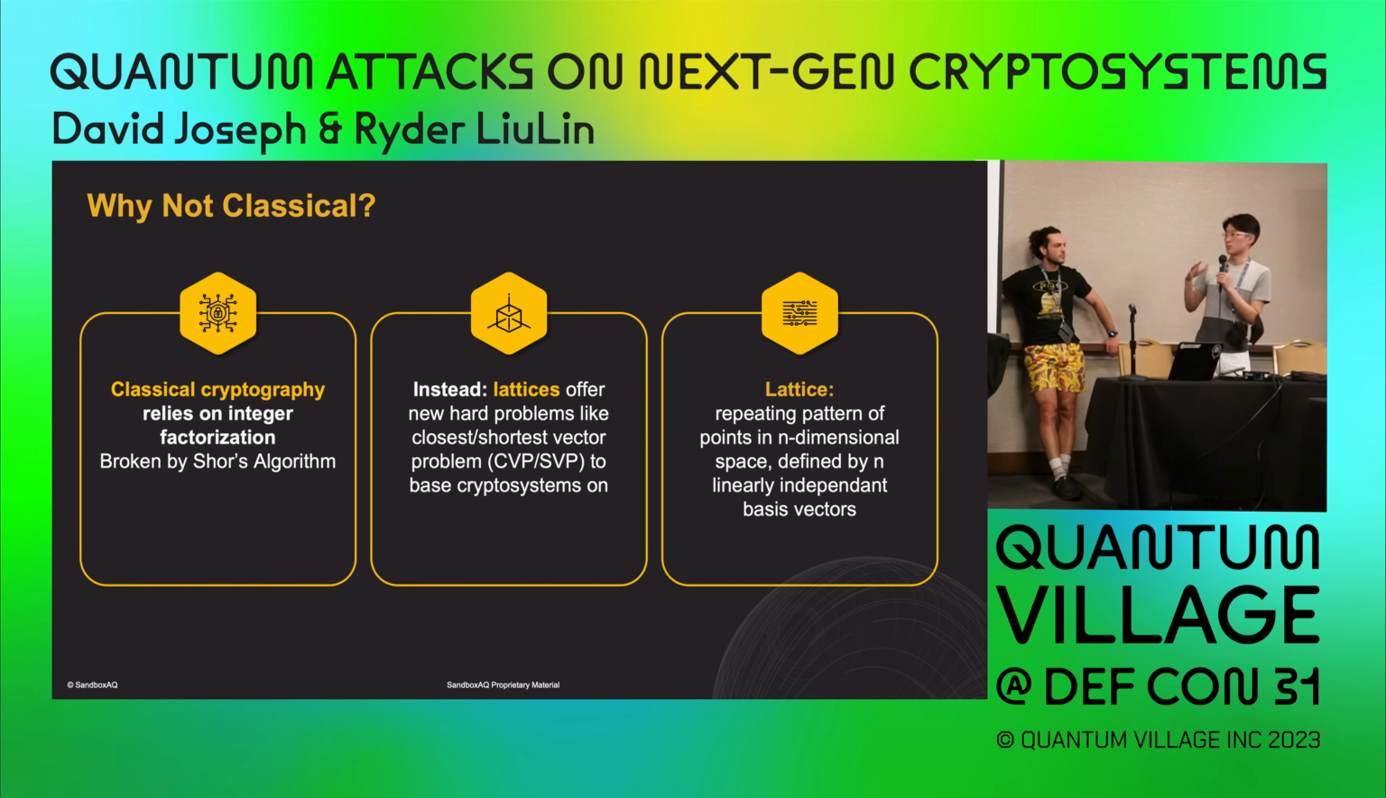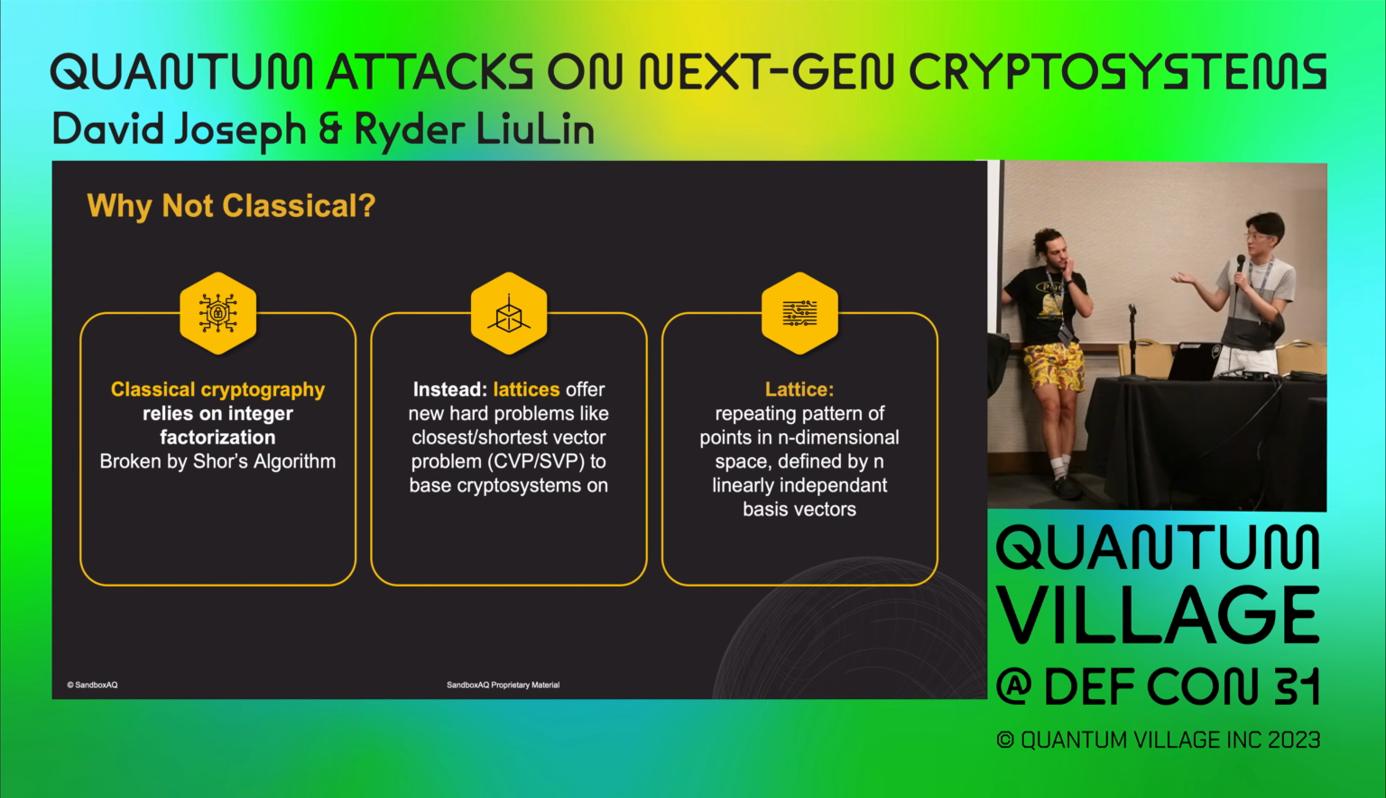It's not super important to what we're doing, but I'll just mention this is why we want to bother with any of this in the first place. So instead, lattices offer new hard problems, like the closest and shortest vector problems, which we'll talk about later on, to base cryptosystems on.